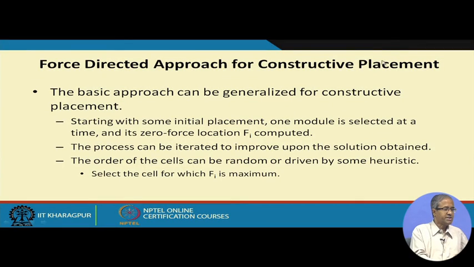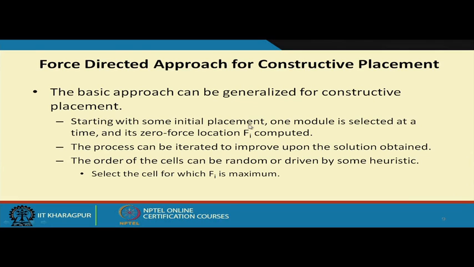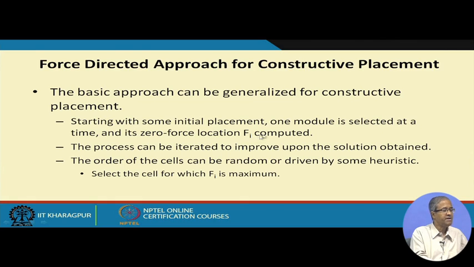So, the constructive placement is very simple. You start with some initial placement. Well, the initial placement is null, nothing is there. So, you select one module at a time, compute its 0 force location and try to place it there. Well, of course, there are some heuristics using which you can iterate to improve upon the solution obtained.